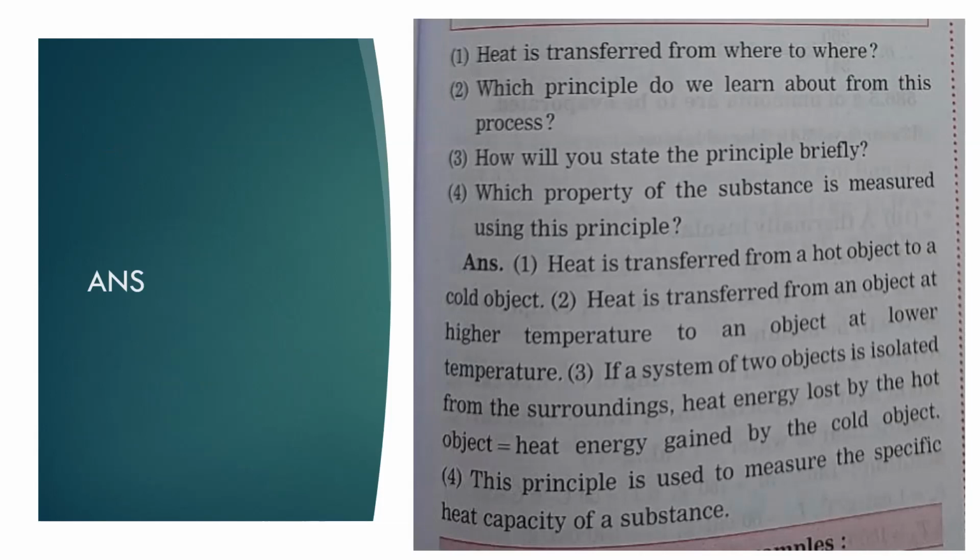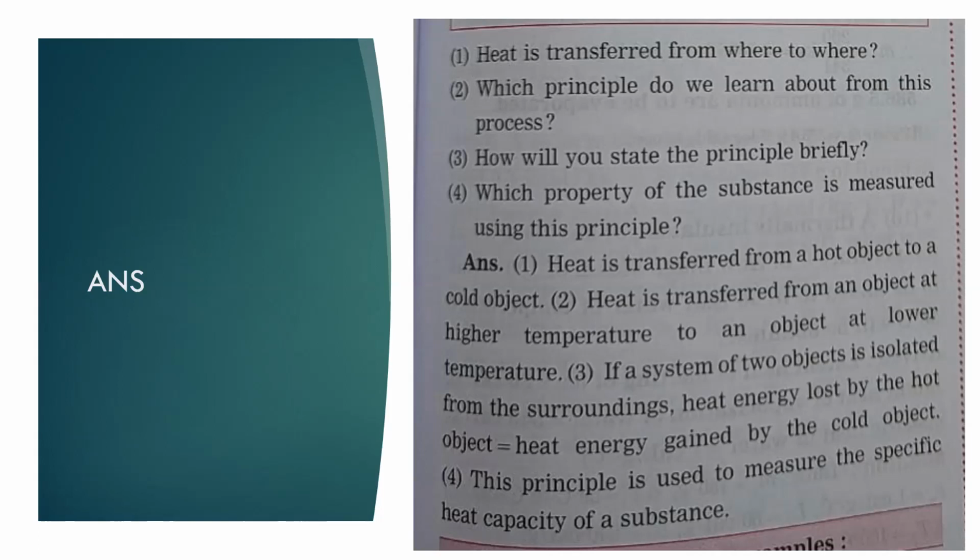Number one, heat is transferred from where to where? See, heat is transferred from hot object to cold object. Now, which principle do we learn from this process? Heat is transferred from an object at higher temperature to an object at lower temperature. Always students, whenever energy, heat energy or electric energy or any energy, is transferred, it goes from higher to lower. Just remember it. So this is the principle which we understood, that heat is always transferred from an object at higher temperature to the object at lower temperature.